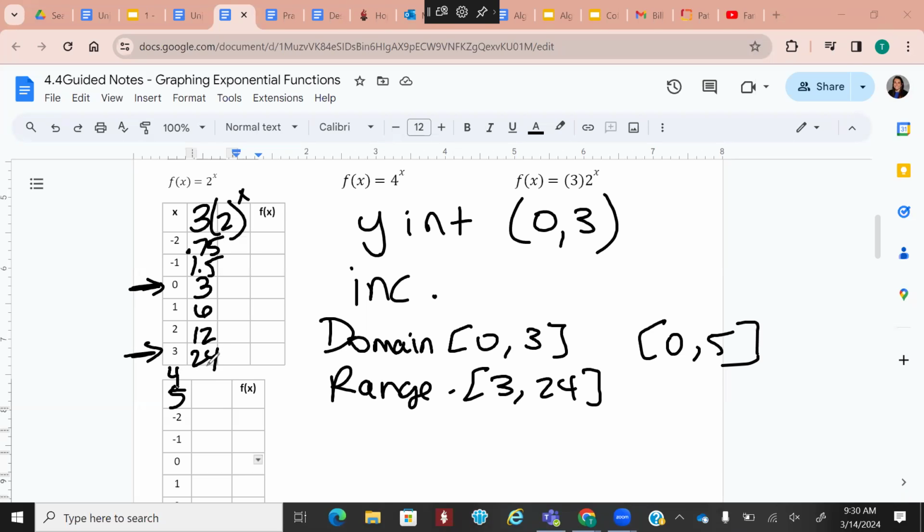If I asked you for 0 to 5, you would have to find that y value. So you would multiply by 2, and that would be 96. Is that right? Give me one sec. It would be 96.